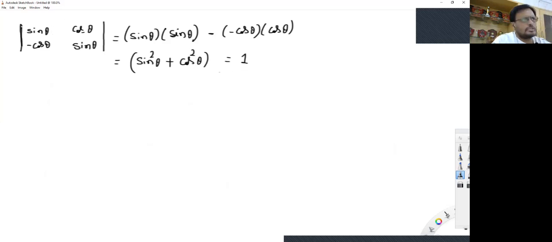Therefore, whatever matrix is given, that matrix is known as a non-singular matrix. Why? Because non-singular means if the determinant is not equal to 0, it is called non-singular. If the determinant is equal to 0, it is called singular.